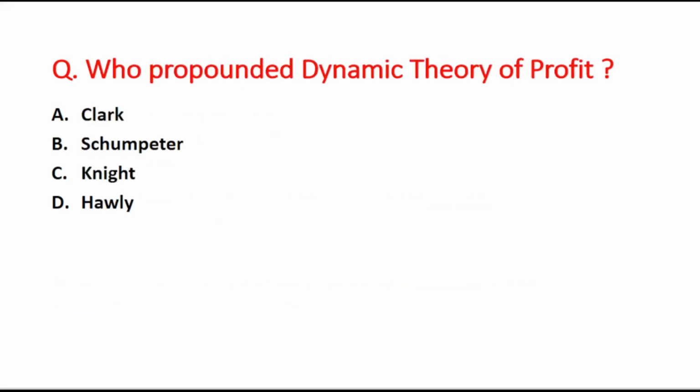Next question is, who propounded dynamic theory of profit? A option is Clark, B option is Schumpeter, C option is Knight, and D option is Hawley. Right answer is the option A, that is J.B. Clark.